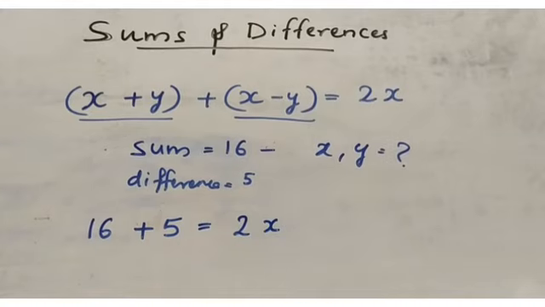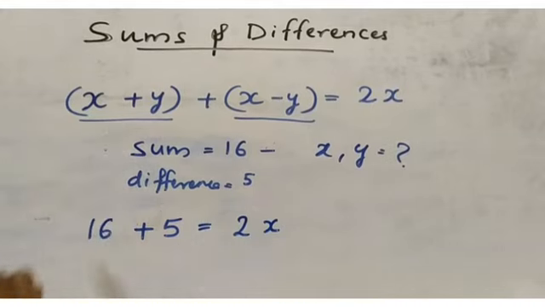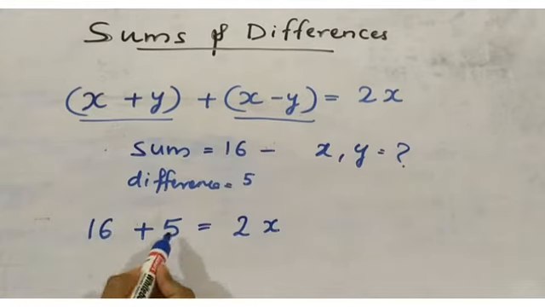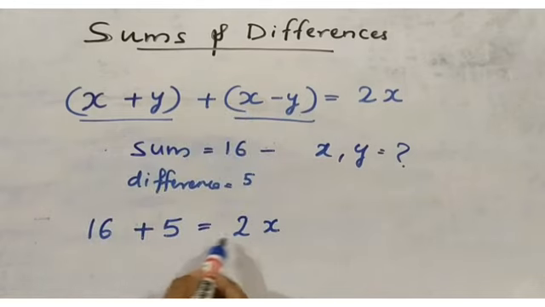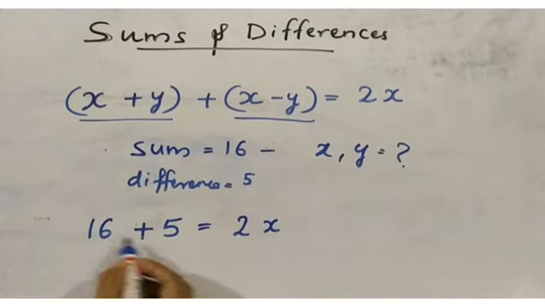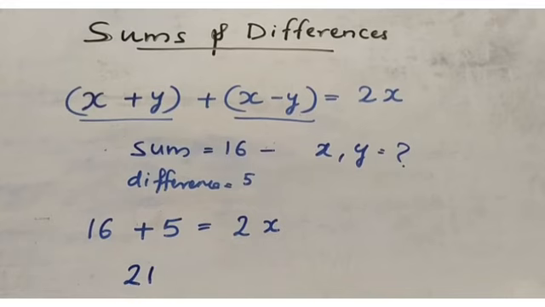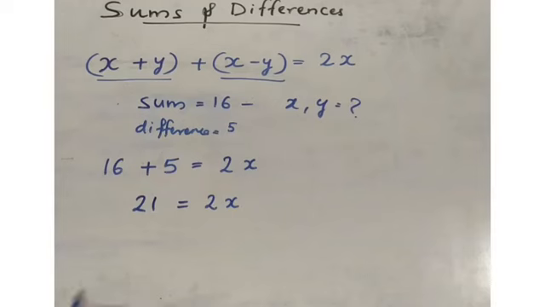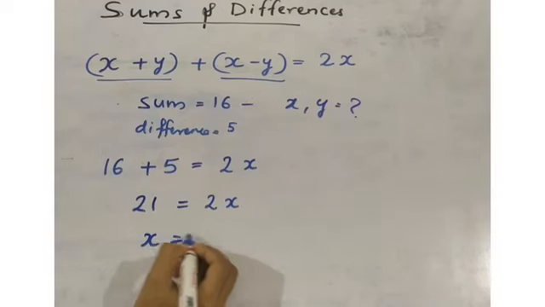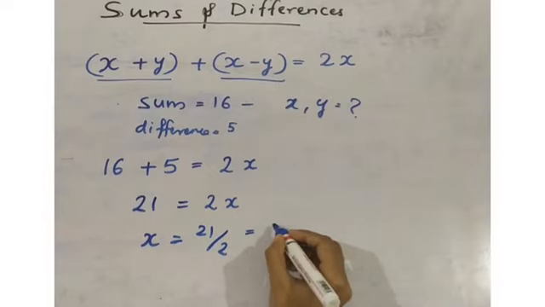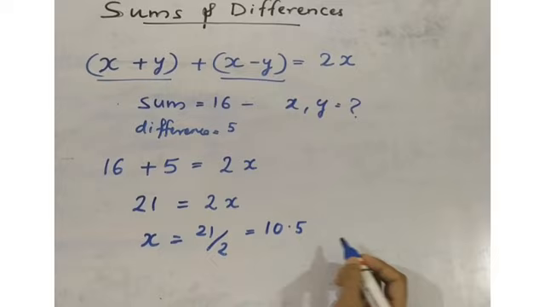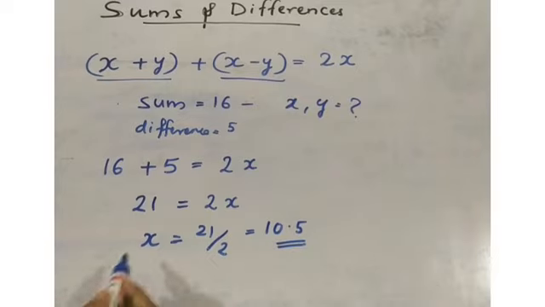This we know, right? The sum is 16, x plus y. x minus y is the difference, that is 5. And if we put this into the equation, 16 plus 5 equals 2x. So 16 plus 5 is 21. Okay, 21 is equal to 2x. Now we can find x equal to 21 divided by 2, which is equal to 10.5. So we got the number x.